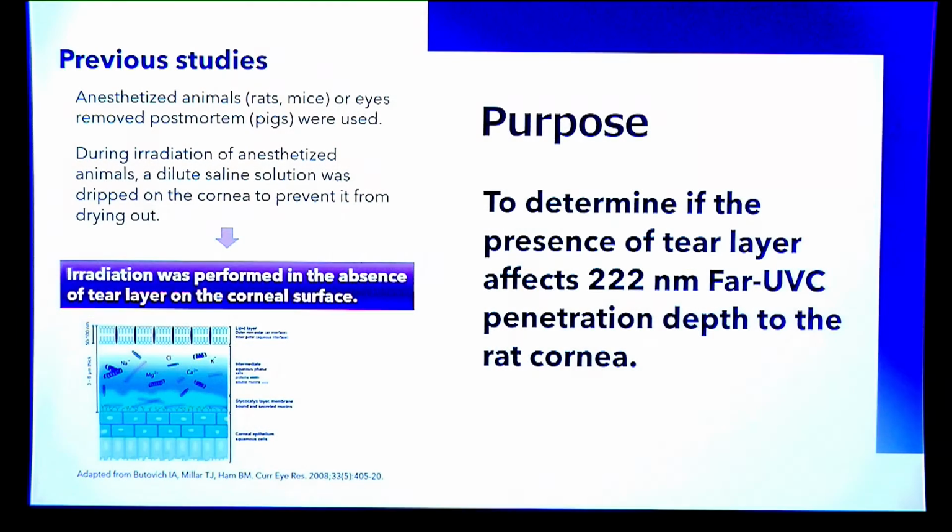However, in our previous studies, we used animals under anesthesia or postmortem. During irradiation of anesthetized animals, a diluted saline solution was dropped onto the cornea to prevent it from drying out. This means that irradiation was performed in the absence of a tear layer on the corneal surface. So the purpose of our experiment is to determine if the presence of a tear layer affects 222 nanometer Far-UVC penetration depth into the rat cornea.